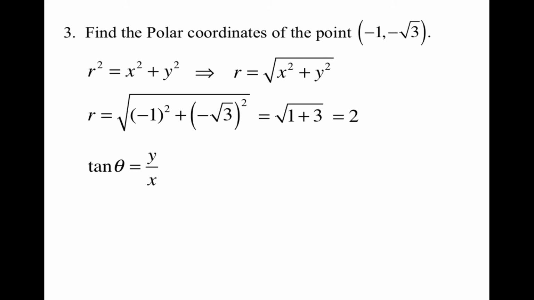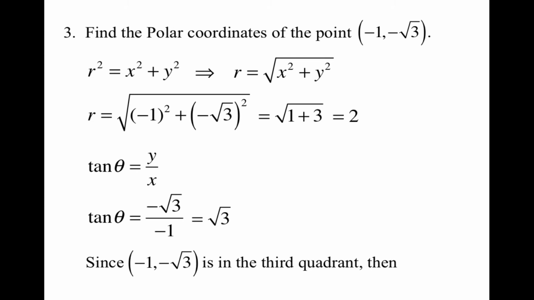We have that tangent theta is equal to y over x. Well, I have the y value and the x value, and I'm going to reduce that. So now I have tangent theta equals square root 3. So in order to find theta, you can either use the inverse tangent, which would always work, or you can think about it more graphically. And since -1, square root 3 is in the third quadrant, that means that our angle would have to be 4 pi over 3.